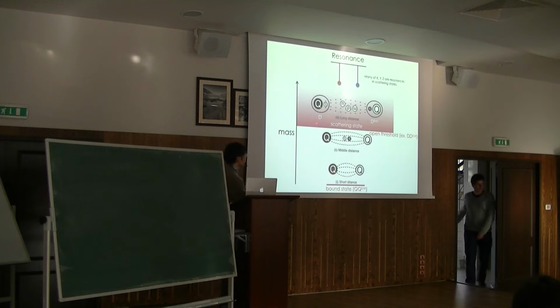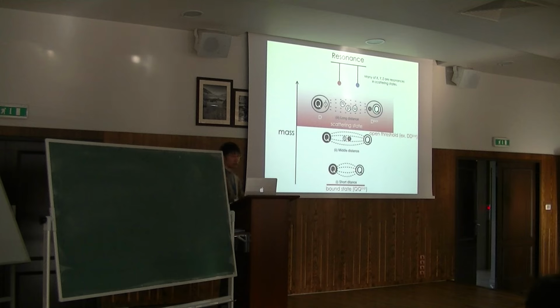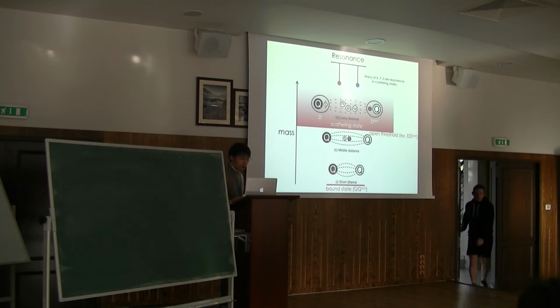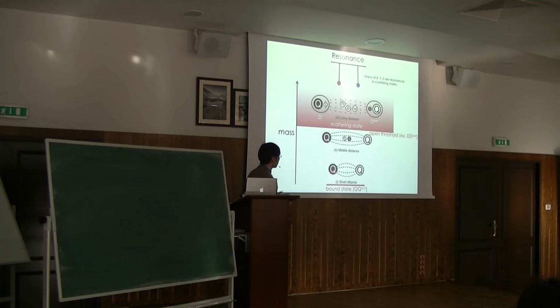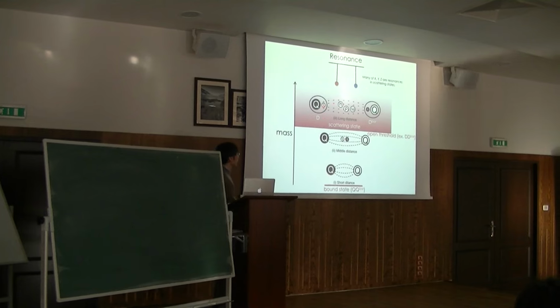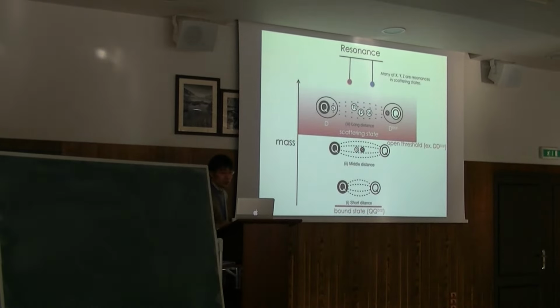For example, in this case, D and D-bar can be separated from each other. And in that case, this is a scattering state, therefore not a bound state. This is very much different from the bound state. And here, we can find the resonance state.